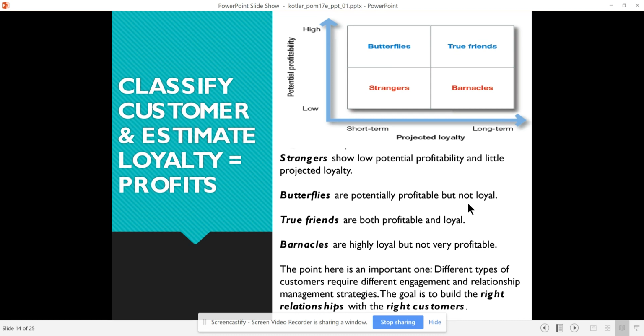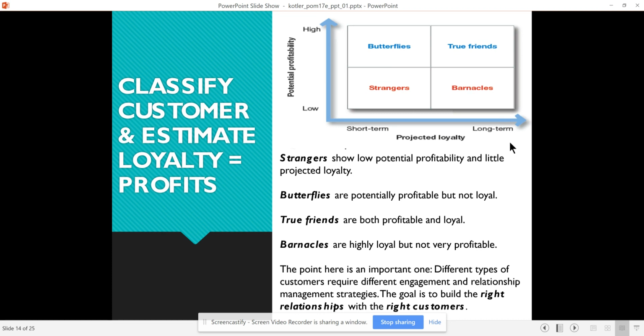Butterflies are potentially profitable, but not loyal. So Amazon offers Prime to students at a discounted rate. So you guys are the butterflies. You are the true friends of tomorrow, and you'll be spending at a very high rate after you graduate and after you get your first job, etc. In the corporate world or in your small business, or if you start a small business, we hope that you would become true friends.